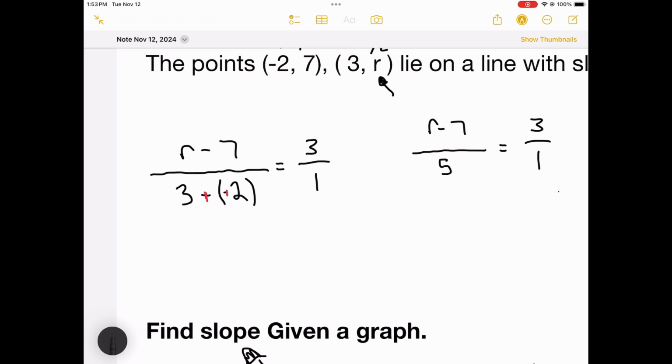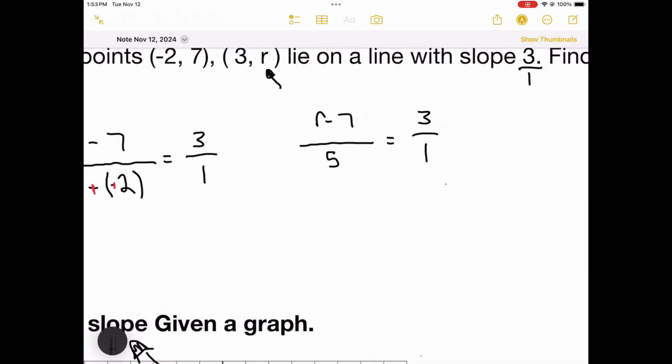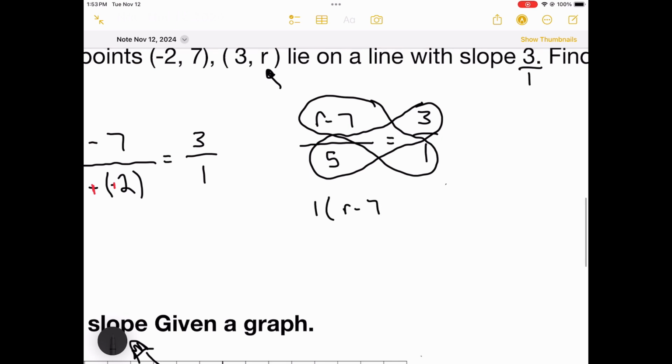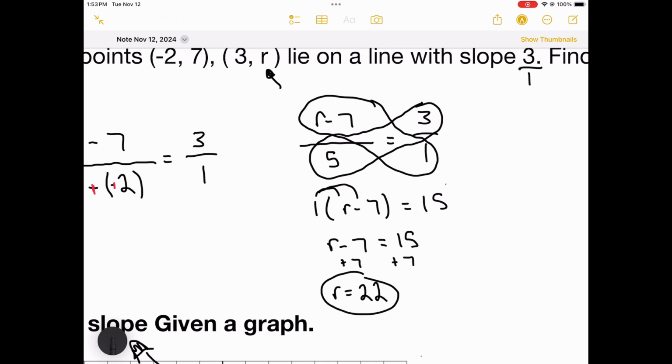And next, you still need to solve for r. You have a fraction equals something else. There's multiple different ways to do it, but I find the easiest way is to cross multiply. We've done that before. So we're going to have 1 parentheses r minus 7, and then we're going to have 15. If I distribute that 1, I'm still going to get r minus 7 equals 15. Then add my 7. I'm going to get r equals 22. So that's my missing coordinate there.